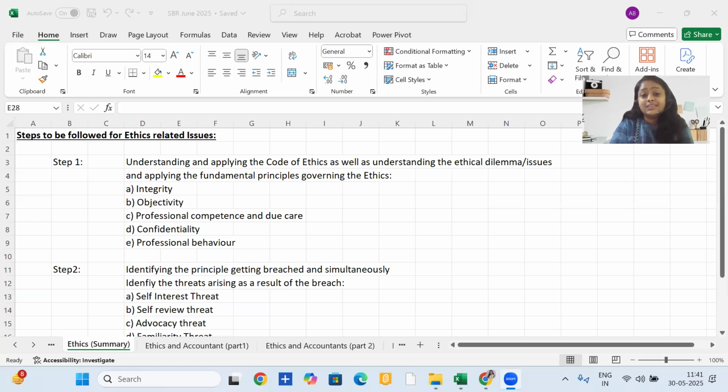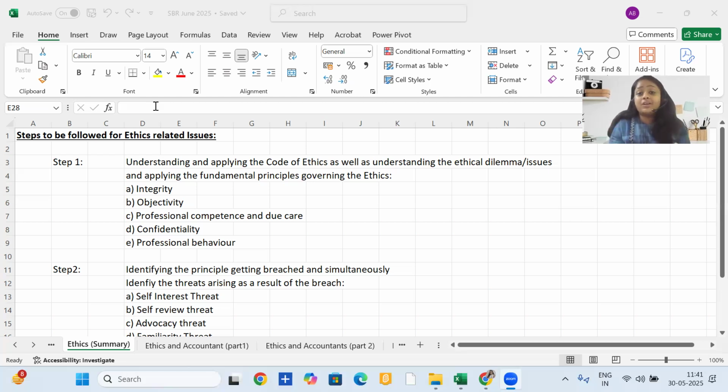Typically, your ethics related issues or concerns in the exam would require you to focus and answer your question in 3 steps. Yes, just in 3 steps, you would be able to solve your ethics questions. Number one, understand and apply the principles of the code of ethics, and look into the scenario as to which principles of the code of ethics are being breached here and which are the issues or the dilemma relating to it asked in the question.